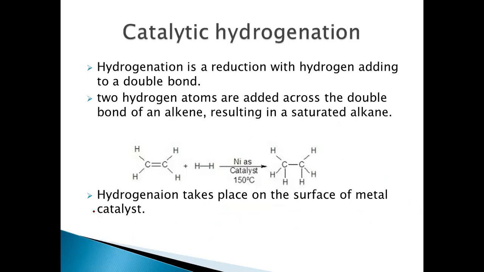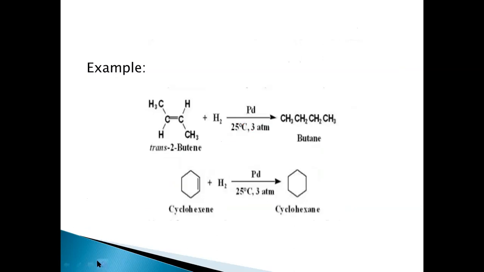Now this catalytic hydrogenation is nothing but the addition of hydrogen to an alkene in the presence of nickel, palladium or platinum catalyst, and the hydrogenation will take place at the surface of the metal catalyst here. The temperature in this particular case for the conversion of ethene to ethane is 150 degrees centigrade, and the pressure and temperature differ depending upon the nature of the substrate and the nature of the catalyst which is used here. So different temperatures are used for the conversion of these alkenes into alkanes.